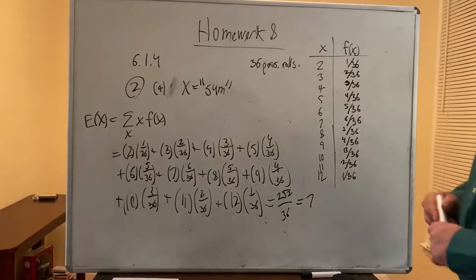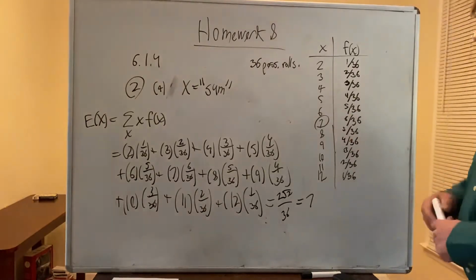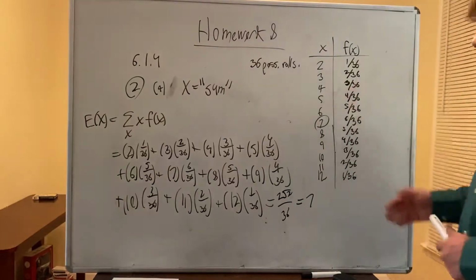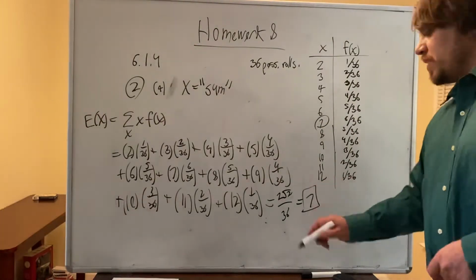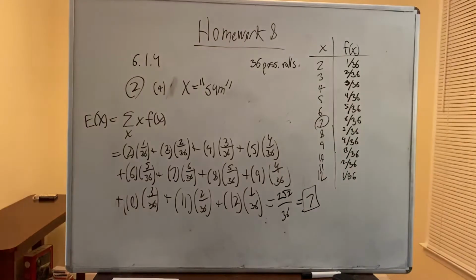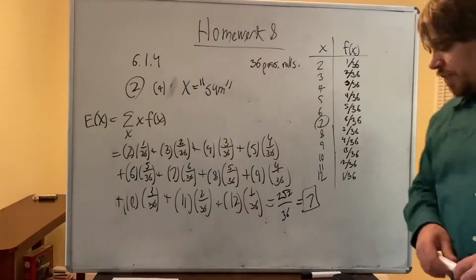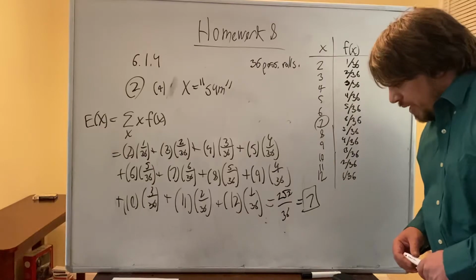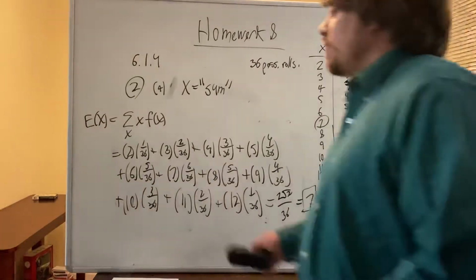Which makes sense. 7 is in the middle between 2 and 12. There's a symmetry here, so it makes sense that the value is 7. So I added those 11 products correctly, and you get 7. Let's go to the next section.